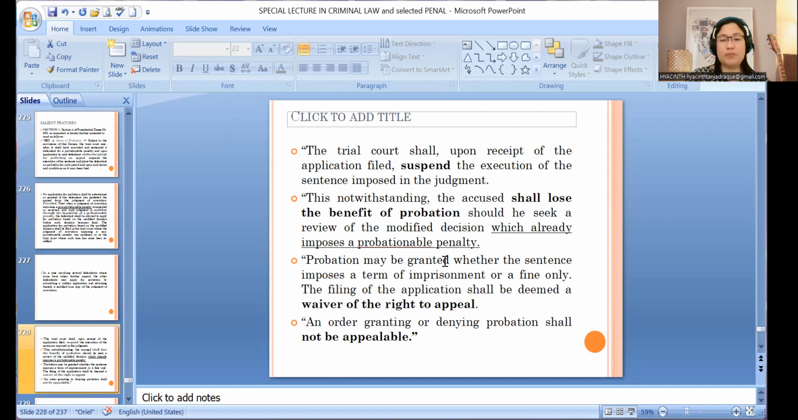Okay, so probation may be granted whether the sentence imposes a term of imprisonment or fine only. The filing of the application shall be deemed a waiver of the right to appeal. An order granting or denying probation shall not be appealable.